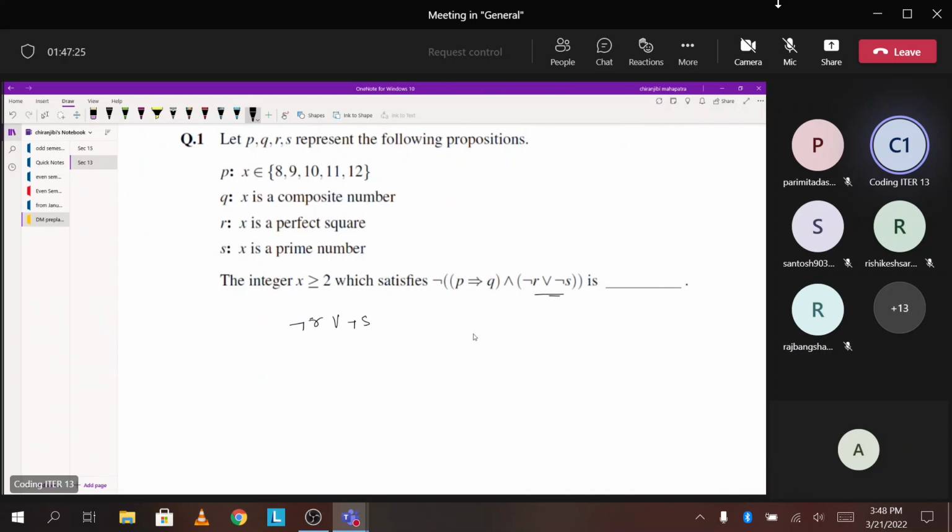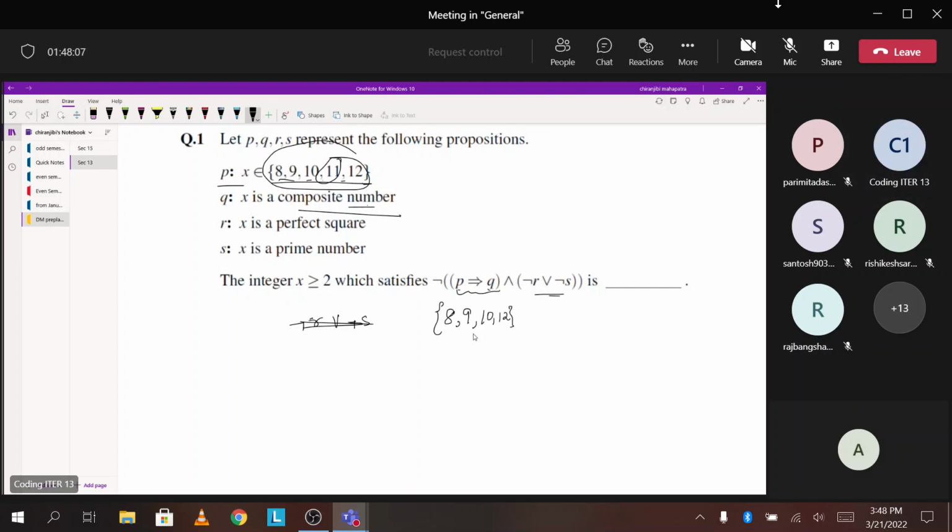So here P is your P such that 8 9 10 11 12. ठीक है. So हम जब भी यहाँ पे P then Q बोलेंगे, so that means the numbers belonging to this which are composite in nature. Okay, so composite मतलब कौन कौन से नंबर composite हैं? तो except 11 all will come. P then Q, this set will contain 8, 9, 10 and 12.